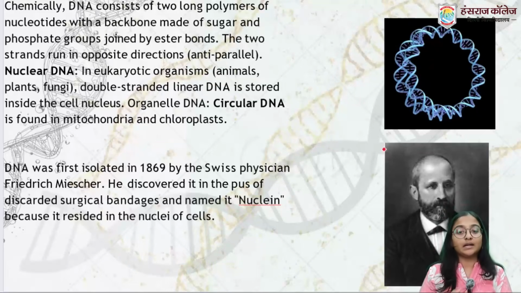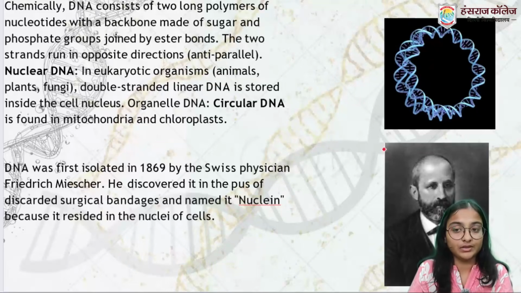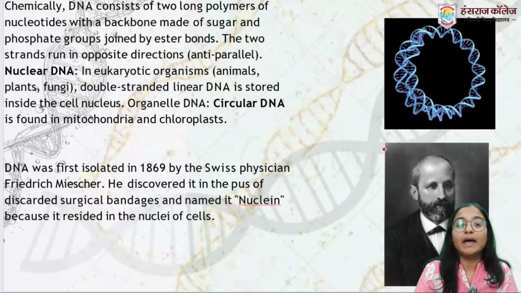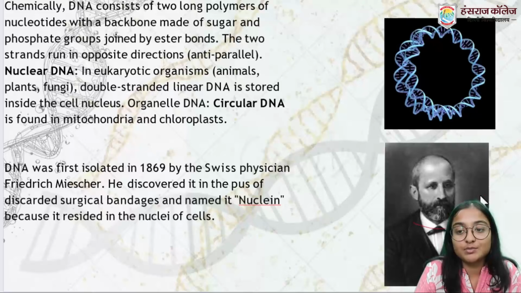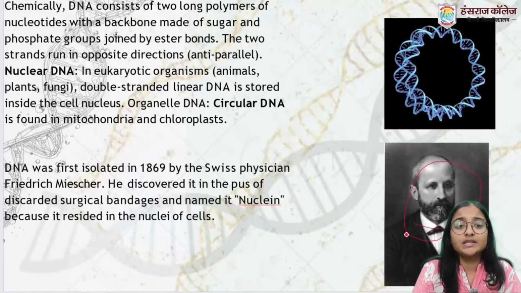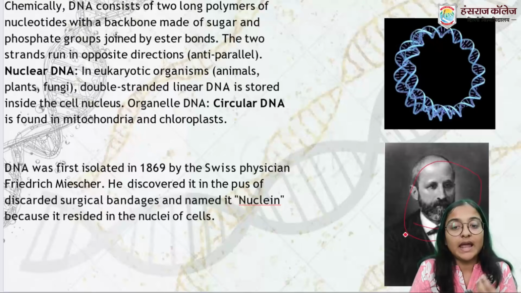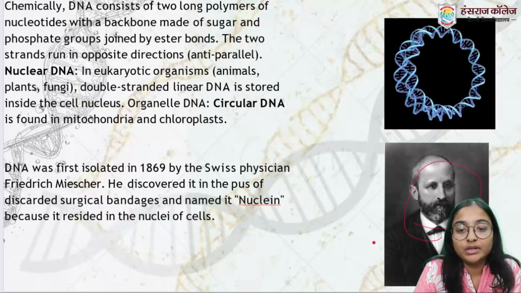Now, let's start the topic of the isolation of DNA. So, DNA was first isolated in 1869 by Friedrich Miescher. This is the person who first isolated the DNA. He discovered it and named it nuclein. Why nuclein? Because it was found in the nuclei of the cell.